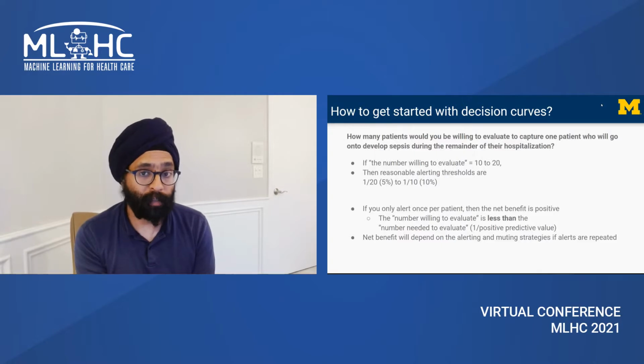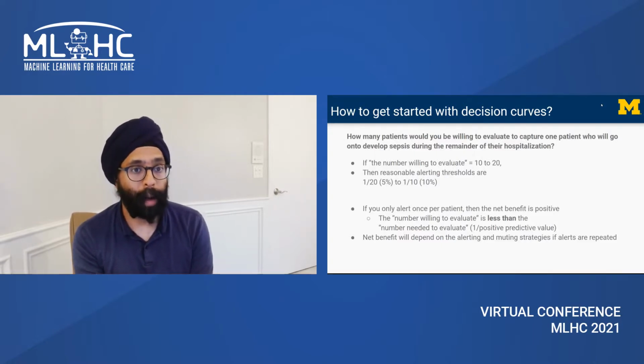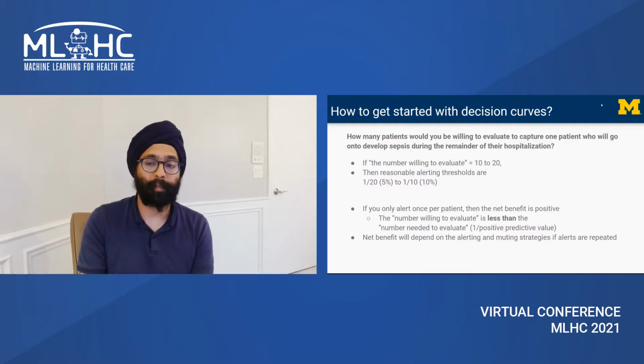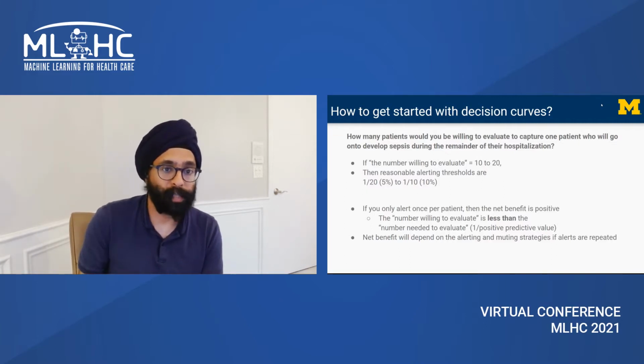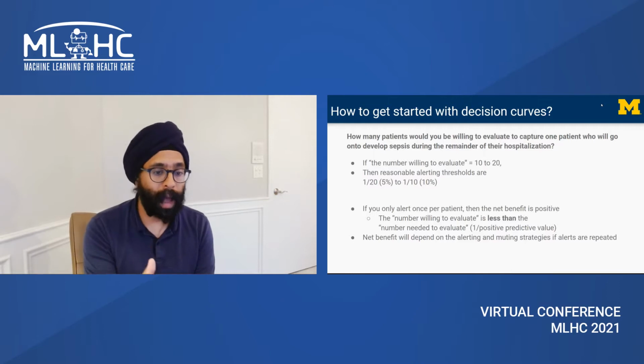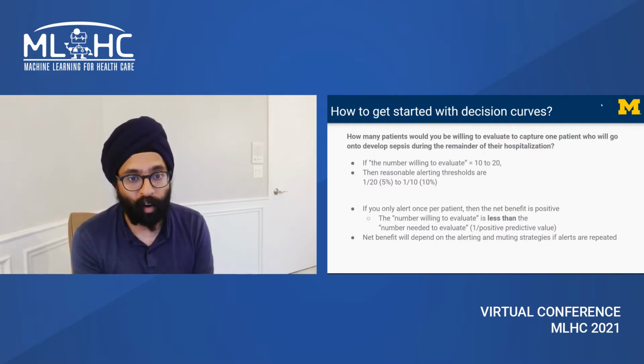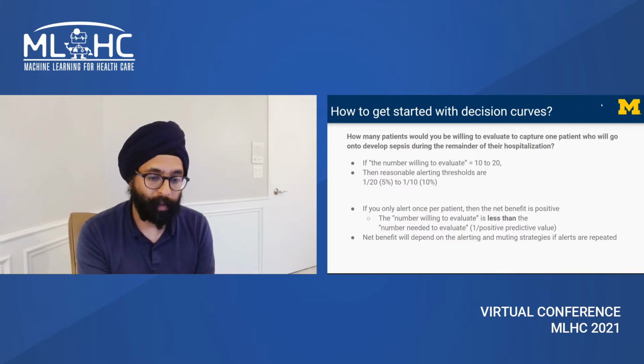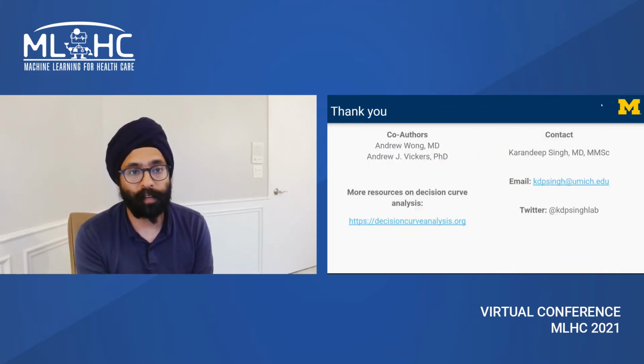So you can start off decision curves by basically asking a clinician this simple question: how many patients would you be willing to evaluate to capture one patient who will go on to develop sepsis? And then you can use that combined with the observed model performance to essentially back your way into a net benefit that can help you figure out if the model is good enough to use.